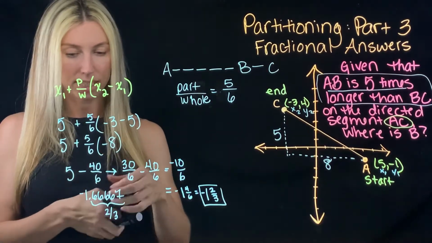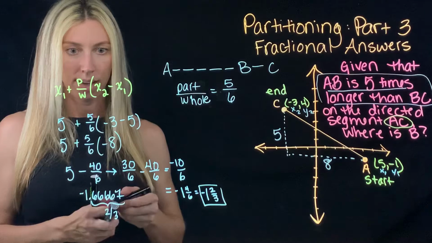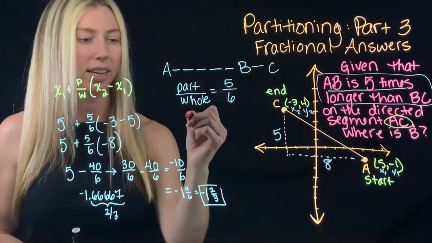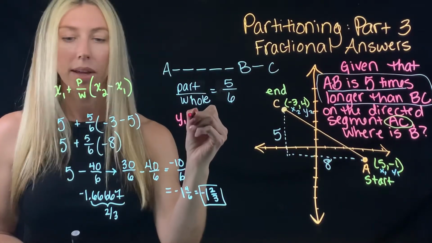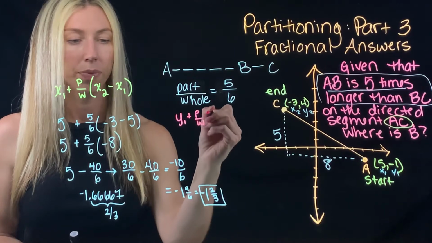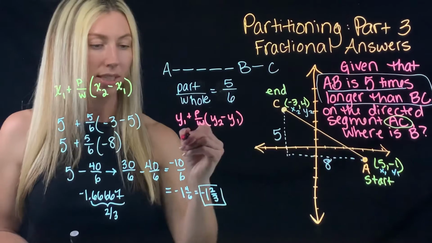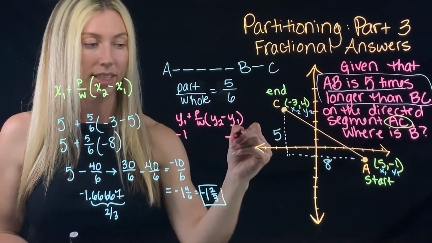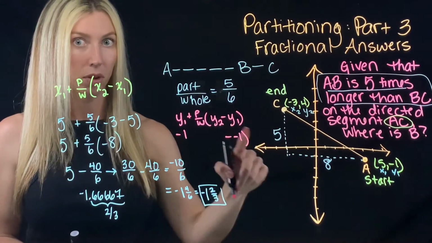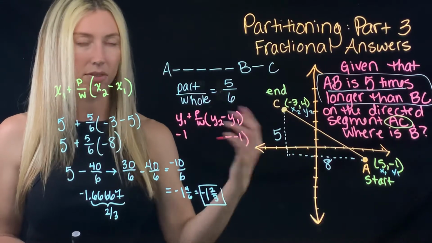Next, I'm going to try the same thing with the y's. I guess I'll try to write it nice and small here. So y1 plus part over whole times y2 minus y1. So y1 is going to be -1. Like I said, I like to plug that in both places at the same time. That way I don't make a mistake and forget.